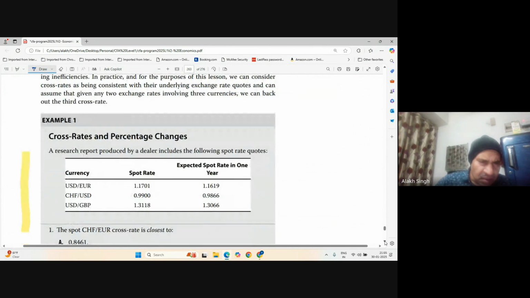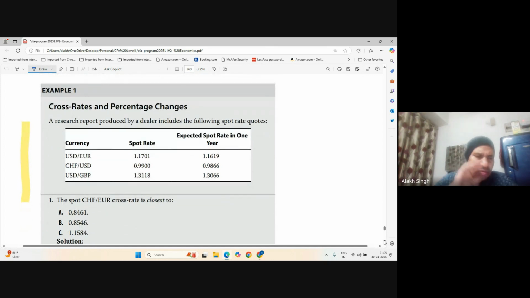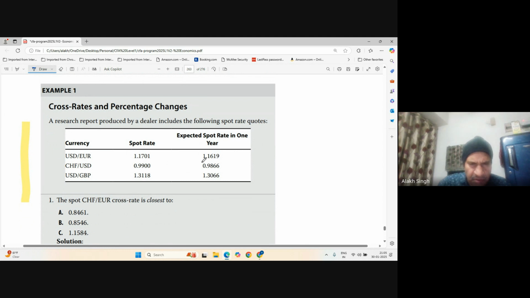Here it is. A research report produced by a dealer includes the following spot rate quotes. Okay, this is the spot rate quote. Now let's see what the question is. The spot CHF by EUR is closest to 0.99 times 1.171. So it will be how much? 0.99 times 1.17 will be 0.15.